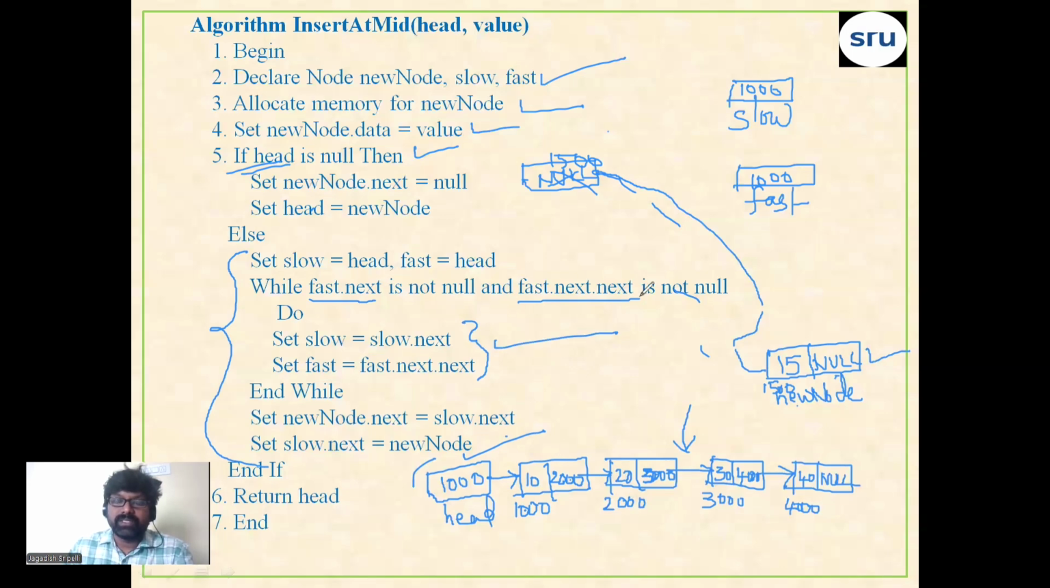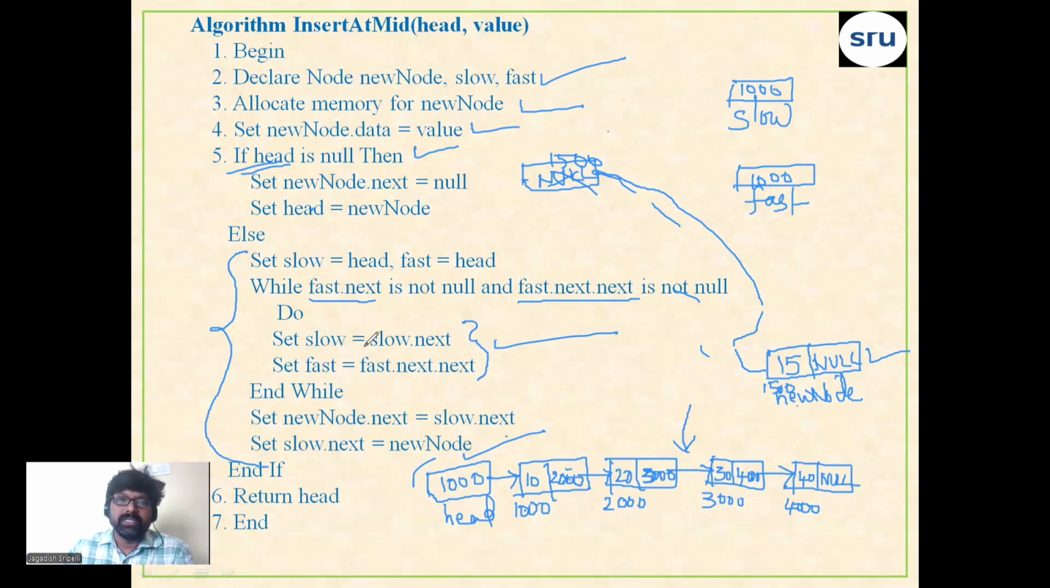So here, fast dot next is what? Is 1000 dot next null? No, it is not null. 1000 dot next is 2000, so it is not null. Fast dot next dot next means 2000 dot next, which is 3000. So 3000 is also not null.